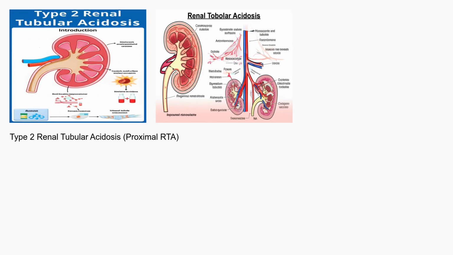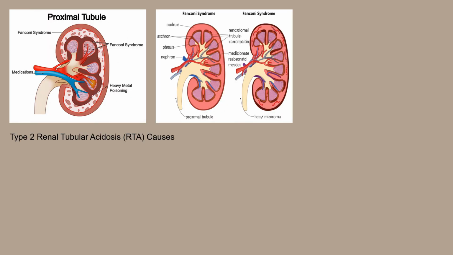Hello and welcome. Today we're diving deep into a fascinating, though sometimes challenging, condition: type 2 renal tubular acidosis, also known as proximal renal tubular acidosis. We'll break down what it is, why it happens, and how it's managed. So, let's get started. What exactly causes type 2 RTA?